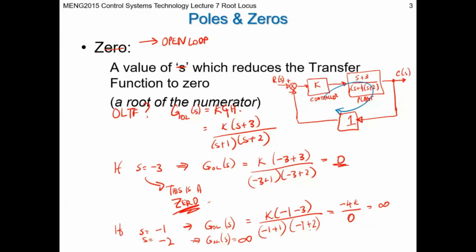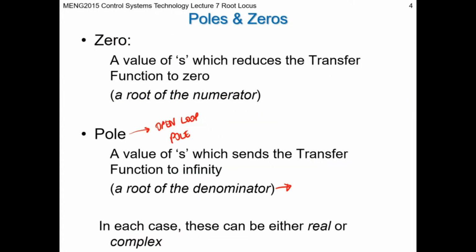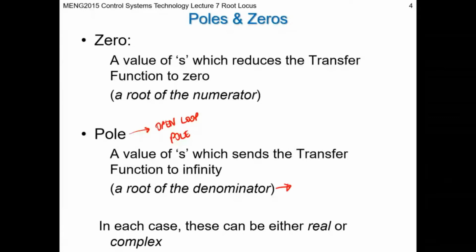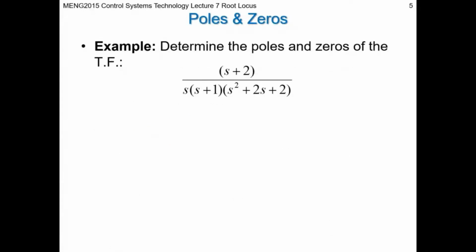It's going to be infinity, because at that time this factor will reduce to 0, and our overall transfer function will have a 0 denominator, therefore this value will be infinity. In each case, these can either be written as real or complex. So both the examples here are real roots, but they could be real or they could be complex. And so let's have a look at another example here.